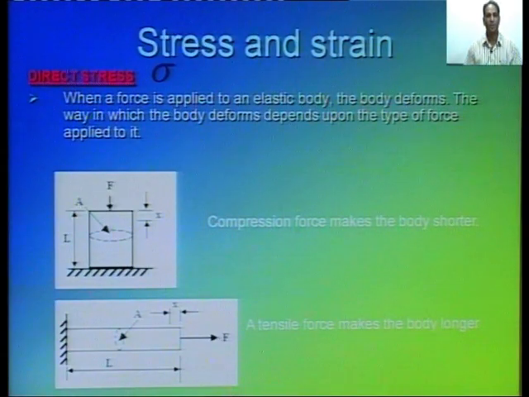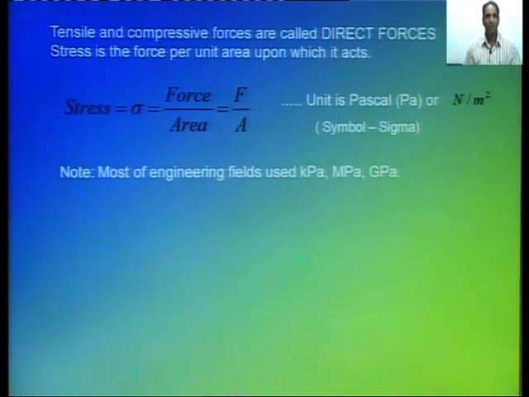The stress is denoted by sigma. In simple terms, force per unit area is called stress. Mathematically, stress is equal to load over area. Load means the force acting on the body. Tensile and compressive forces are also called direct forces. Stress is the force per unit area upon which it acts. Mathematically, stress, denoted by sigma, is equal to force over area, F over A.